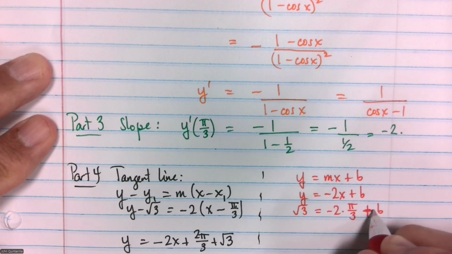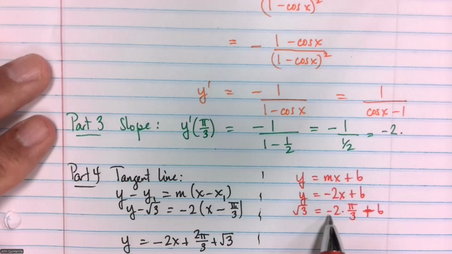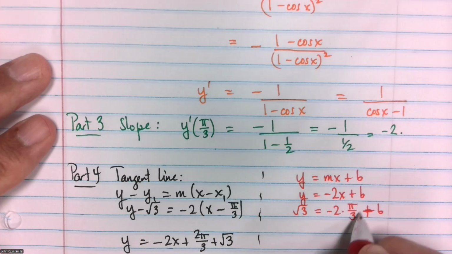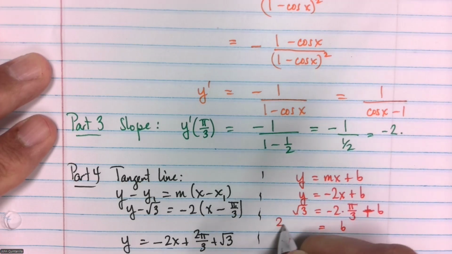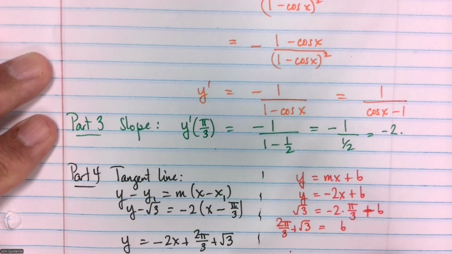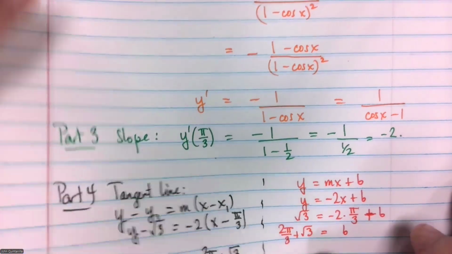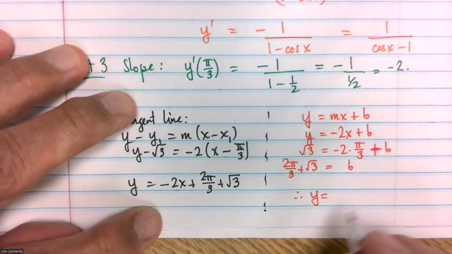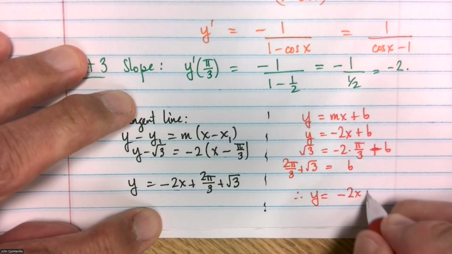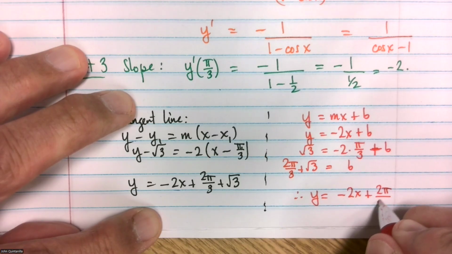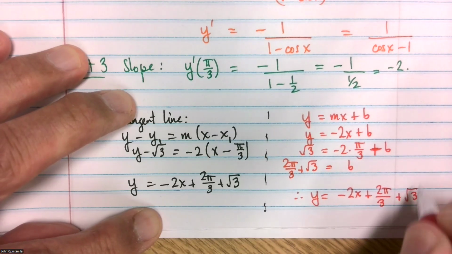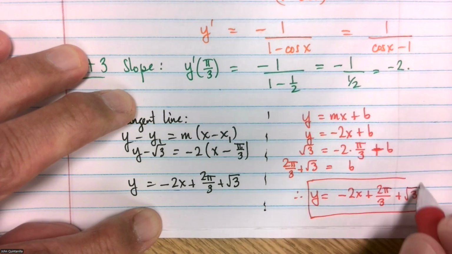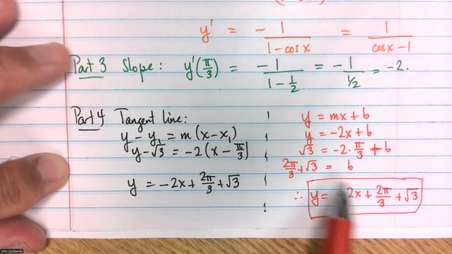Sorry, plus b, pardon me. So square root of 3 is equal to negative 2 times pi over 3, the x, plus b. And then if I bring this term over to the left-hand side, I get that b is equal to 2 pi over 3 plus square root of 3. And so as before, I would get that the equation of the line is y is equal to negative 2x plus 2 pi over 3 plus the square root of 3. And so that would be the equation in slope-intercept form.